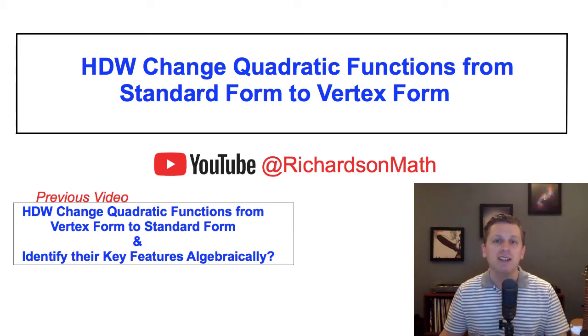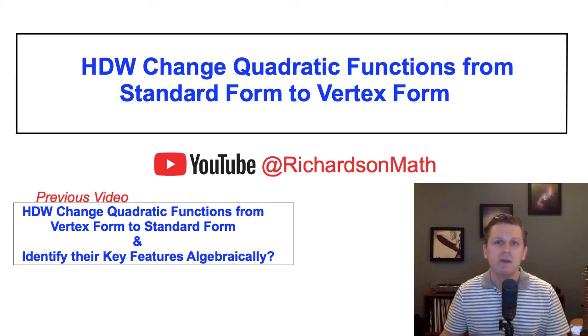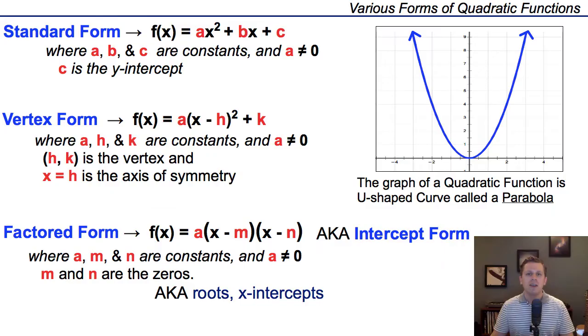Let's jump right into it by reviewing the three different forms of quadratic functions. In our last few videos, we've talked about the three forms of quadratic functions, so I won't spend much time talking about them here. We have standard form, vertex form, and factored form. We learned in our last video how to go from vertex form to standard form, and once we were in standard form, we could go to factored form. Today is going to be a different process, which is much more difficult. We're going to go from standard form into vertex form.